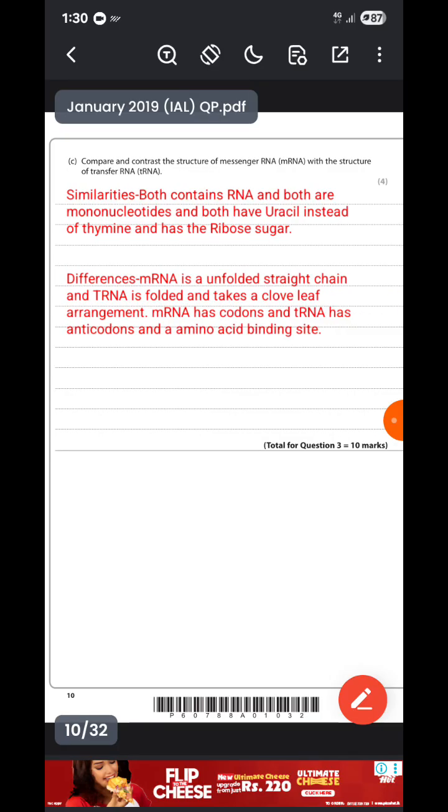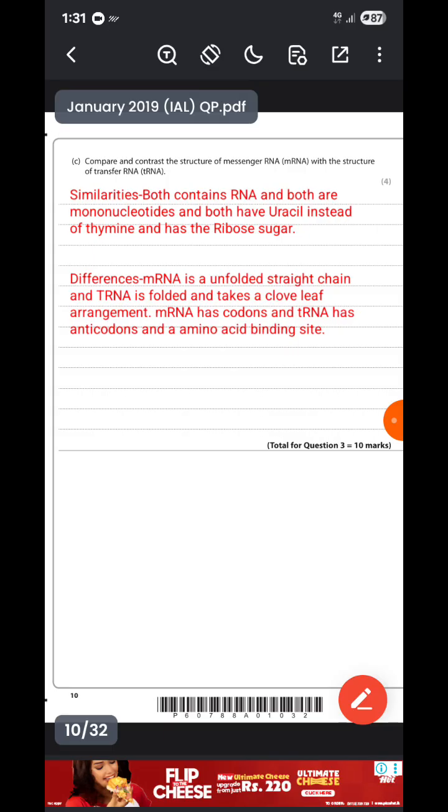Okay, and then differences, I have written mRNA is an unfolded straight chain and tRNA is folded and takes a clover leaf arrangement. And also you can write tRNA is small compared to mRNA. And then one of the main points you must write is mRNA has codons, and then tRNA has anticodons and an amino acid binding site.